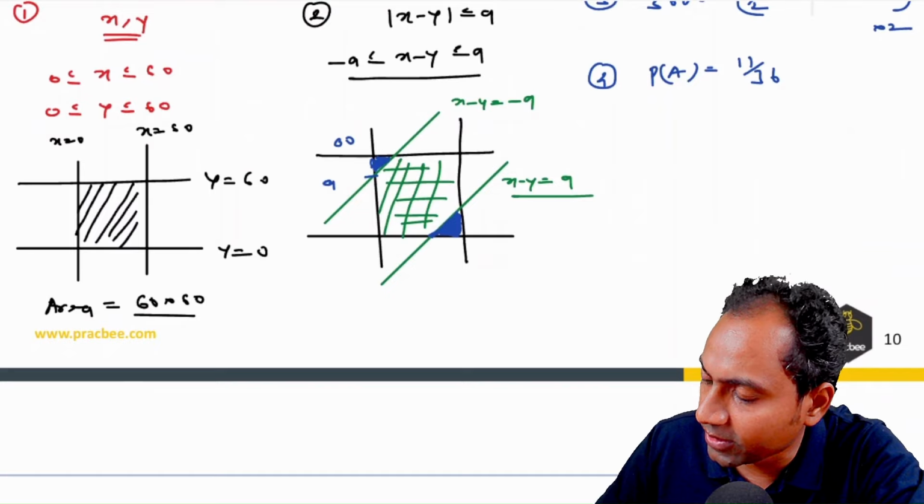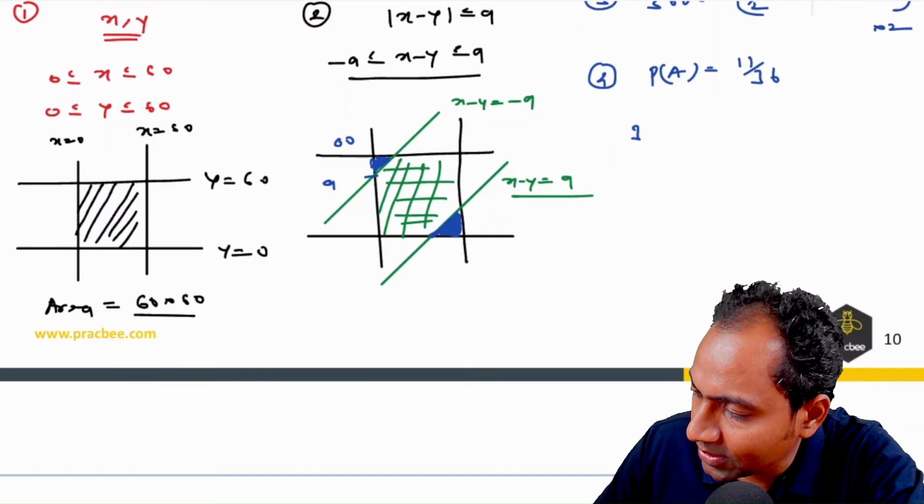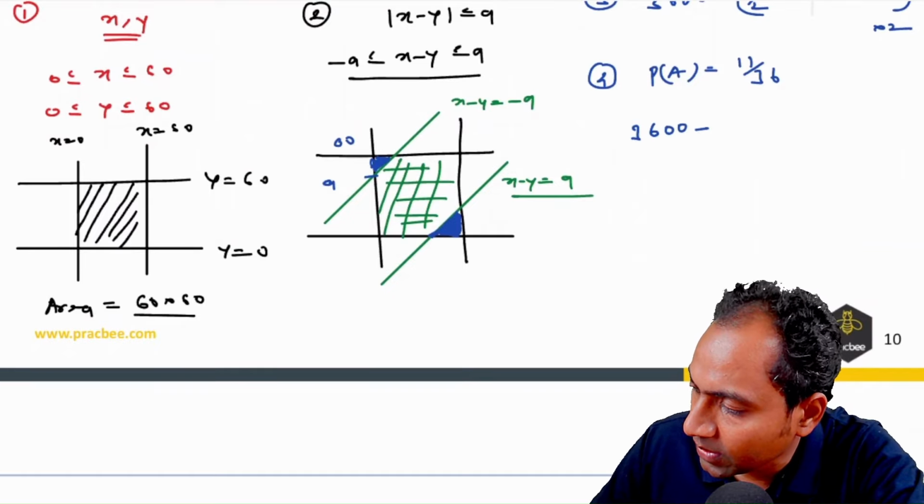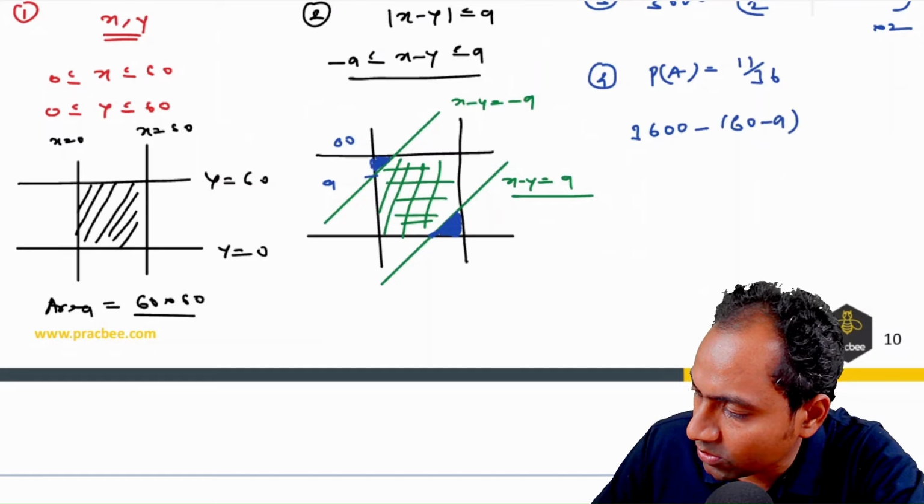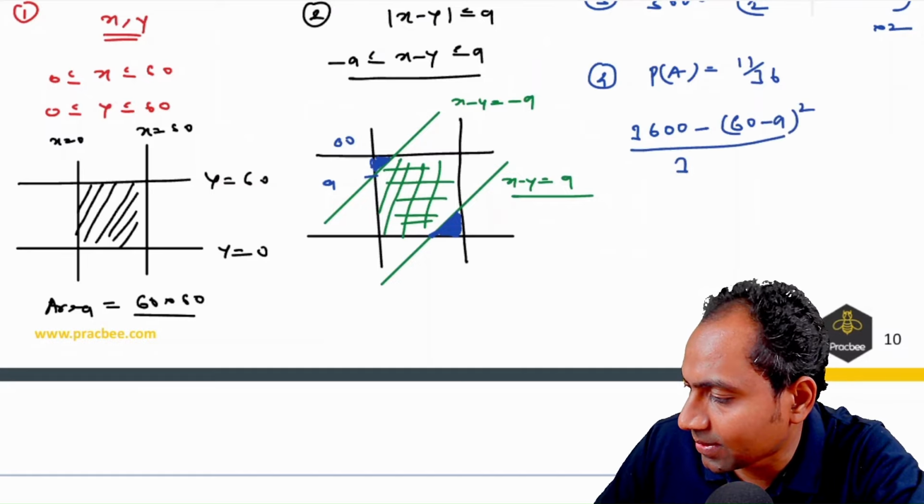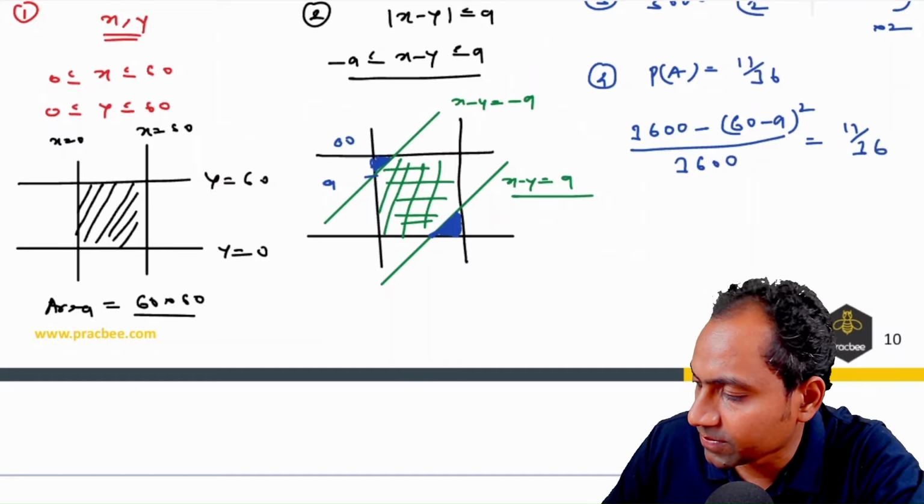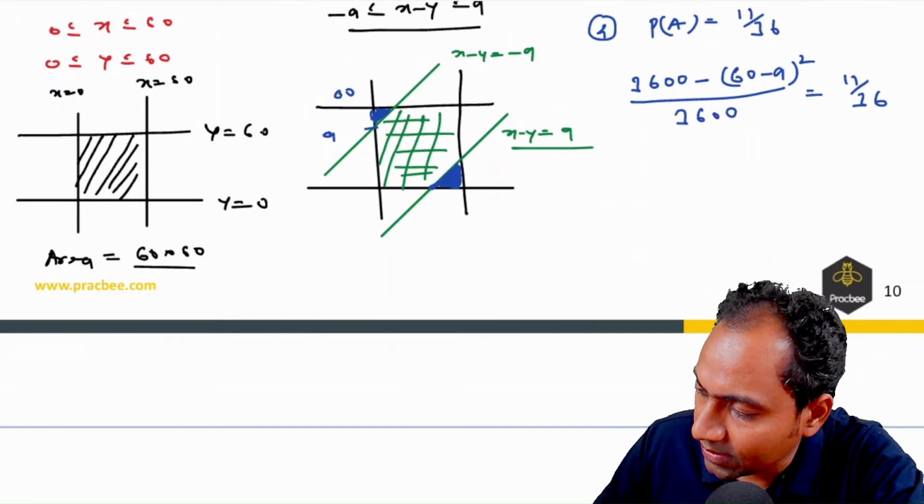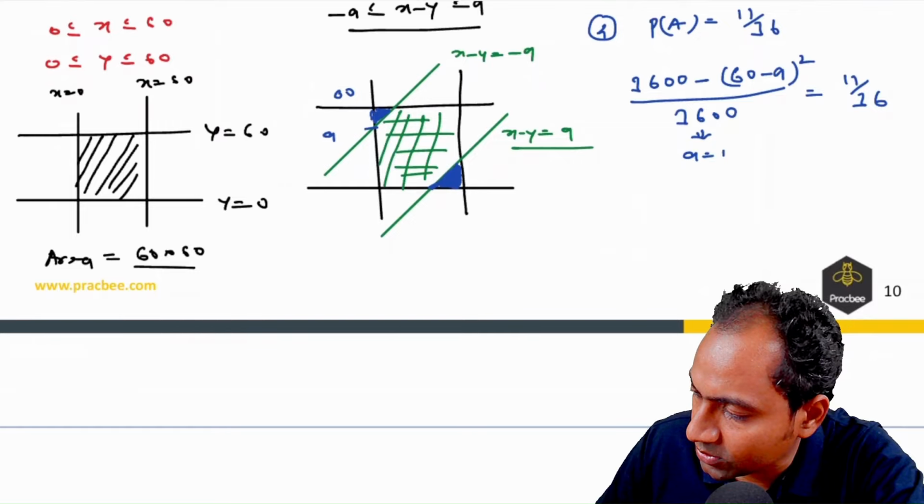So if I put it here, favorable area is nothing but 3600 minus (60 minus a) whole square, by total area, that is 3600. This is nothing but 11 by 36. If you solve this, the value of a from here comes out to be 10.